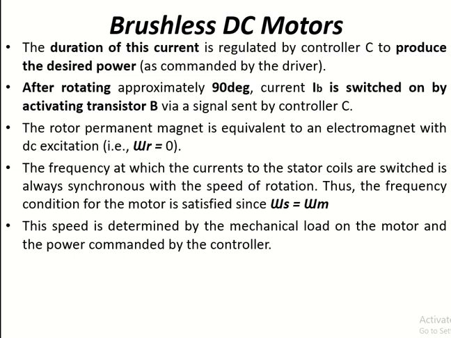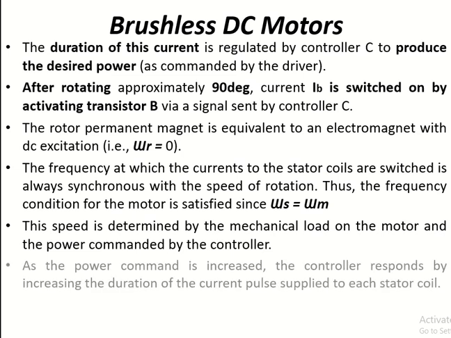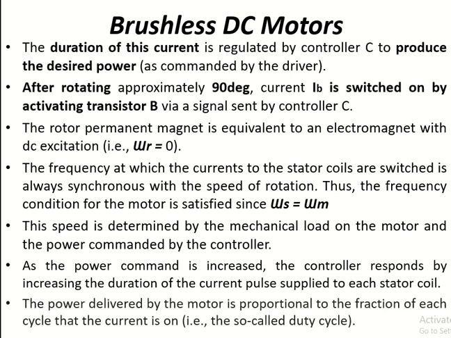This speed is determined by the mechanical load occurring on the motor and the power commanded by the controller. As the power command is increased, the controller responds by increasing the duration of the current pulse supplied to each stator coil. The power delivered by the motor is proportional to the fraction of each cycle that the current is on.